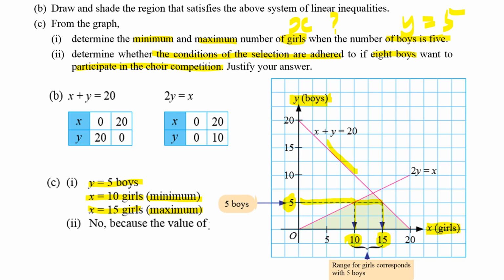You see, can 8 boys or not? 8 boys will be somewhere over here, so it is out of the shaded region. So cannot. No, because the value of 8 is outside the shaded region. 8 is here, cannot. If it is inside this shaded region, okay.